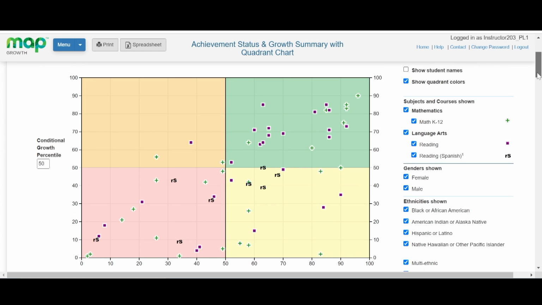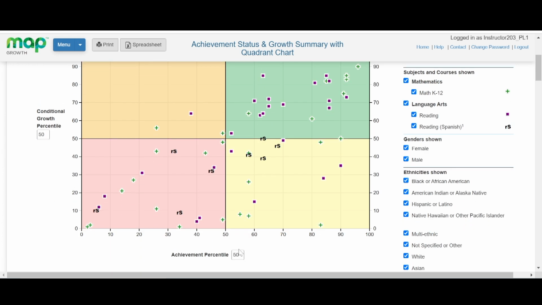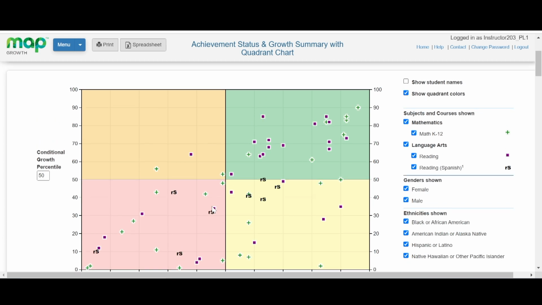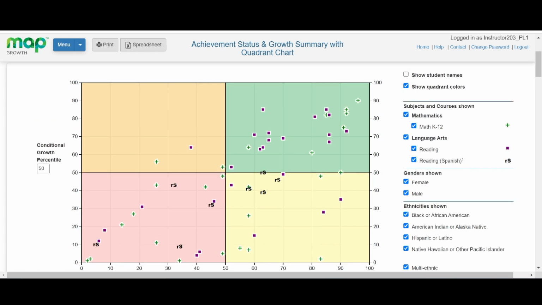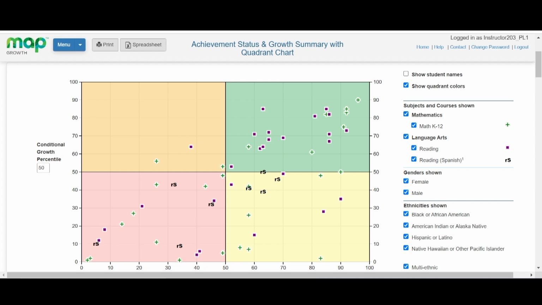This shows us, on this quadrant report, we're looking at achievement percentile from low achievement to high achievement on the x-axis, and the rate of growth, the conditional growth percentile. How fast are these students growing compared to their peers, from low growth to high growth. If we want to look at one subject at a time, let's first look at reading.